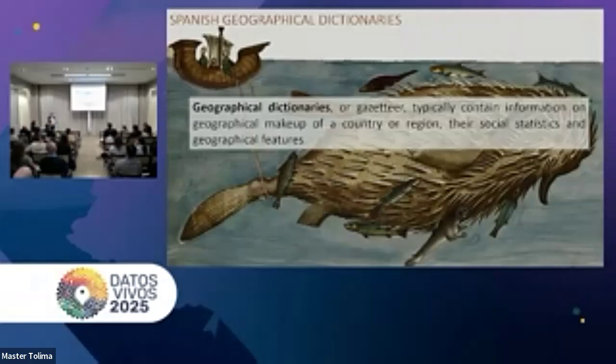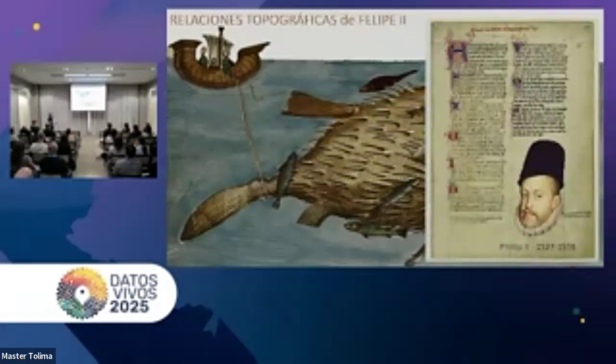So now I'm going to take you to Spain, and we're going to travel a couple of centuries back in time, starting next with the 16th century. We're going to be looking at the document called the Relaciones Topográficas de Felipe II. I think this could be translated as the topographic relations of Philip II, King of Spain for most of the 16th century. One of his big projects was to document what was in his kingdom.